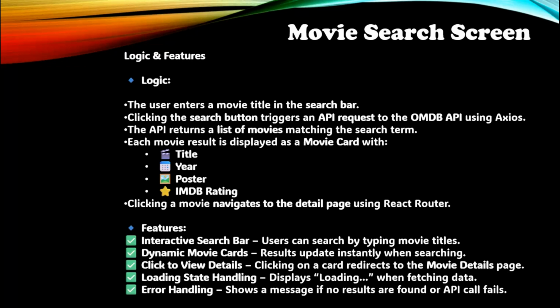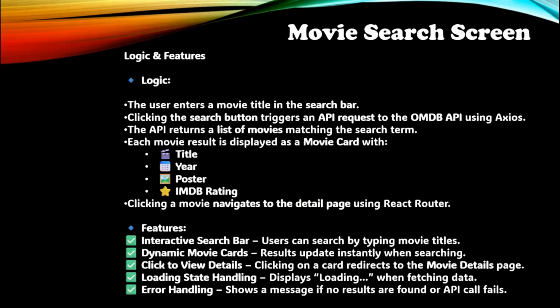But it has the logic and the features behind the making of the movie search screen. The logic is that when the user enters the movie title in the search bar, it makes a request to the OMDB API, using the API key in the code. Then we also have the movie card, which describes the title, year, poster, and IMDb rating, and then it navigates using React Router.